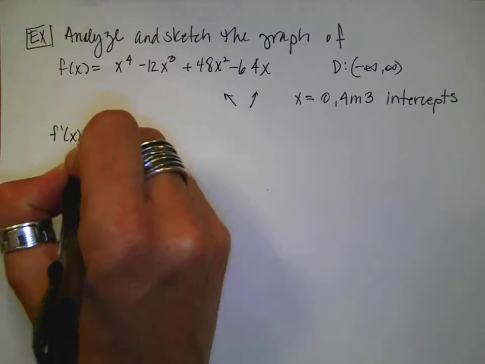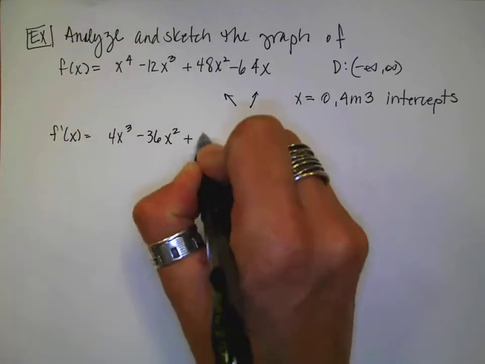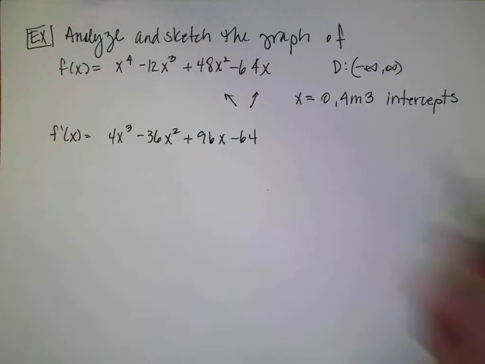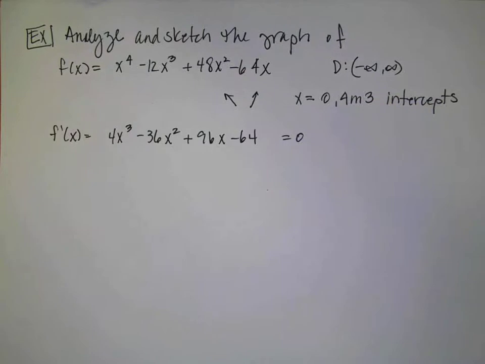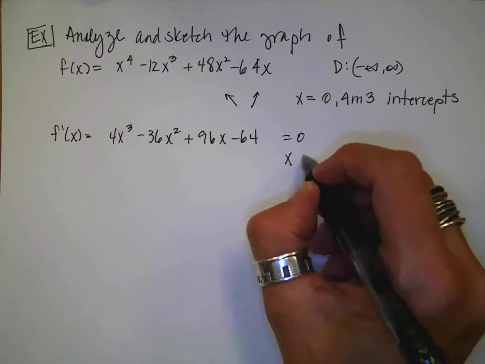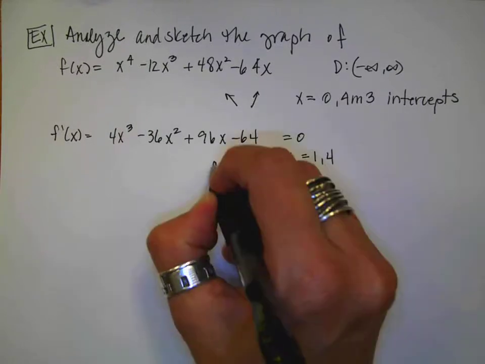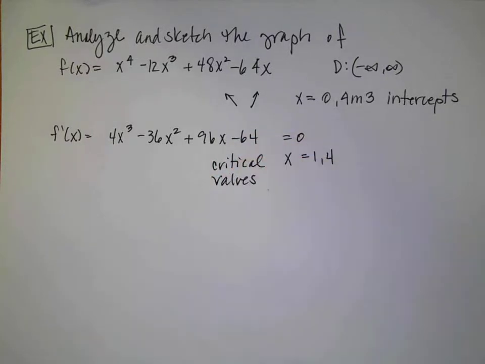Now I'm going to take my first derivative, and I'm going to get 4x cubed minus 36x squared plus 96x minus 64. And I'm going to set that equal to 0 and solve for x. Again, I could factor out a 4, and then do some grouping and factoring work. If I did that, I would find that my critical values are going to be 1 and 4. I'm going to assume at this point that you guys can do that work. If not, you can come see me and we'll work on it together.